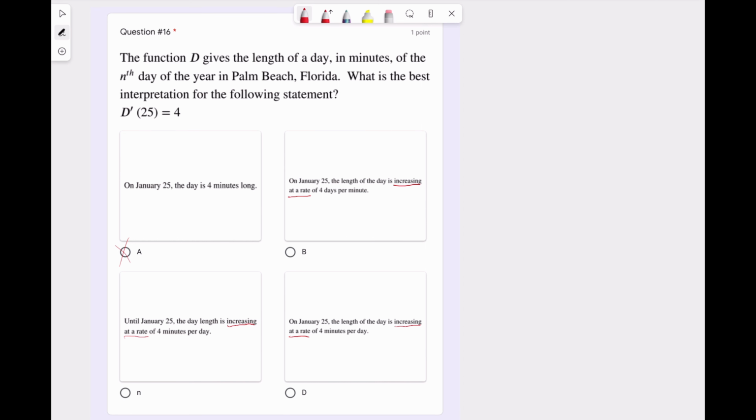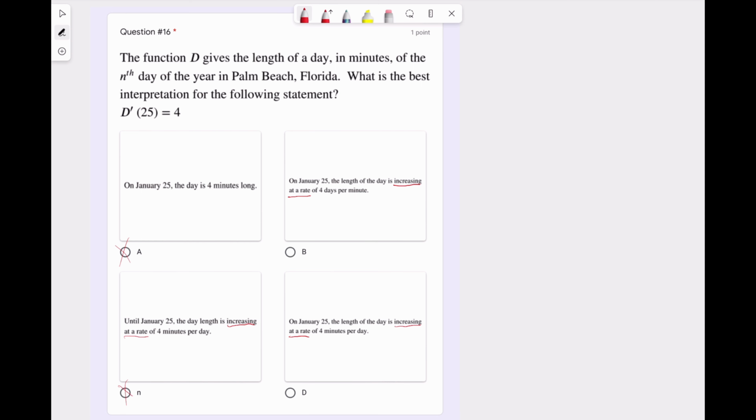We can get rid of C because it says until January 25th. I think that might be false because it can vary, right? Maybe on January 24th there's a different rate. Maybe on January 1st there's a different rate, right? So we can cross out C. So now B and D.